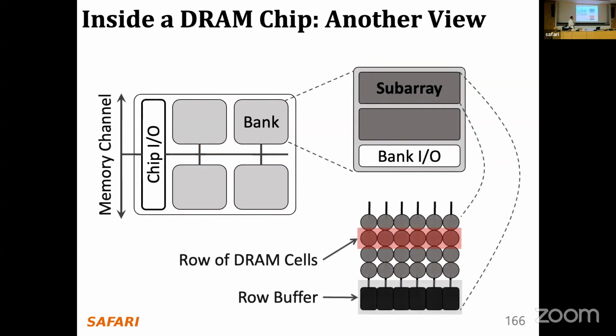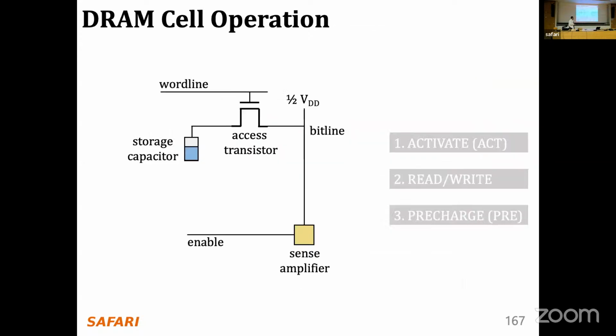Inside the bank, you have several subarrays, and inside the subarray, you have this row of DRAM cells and this row buffer. The way that the DRAM cell operates is based on three main commands: activate, read, and precharge. I'm going to really briefly talk about how this works. Before anything happens inside the DRAM, you have your cell storing some data using some voltage level, and you have your bit line set to a reference voltage, usually half of VDD.